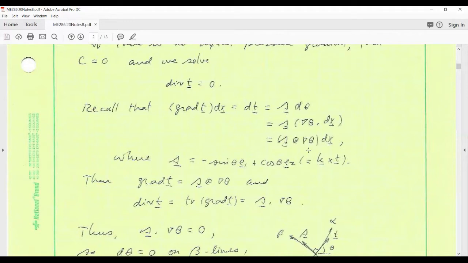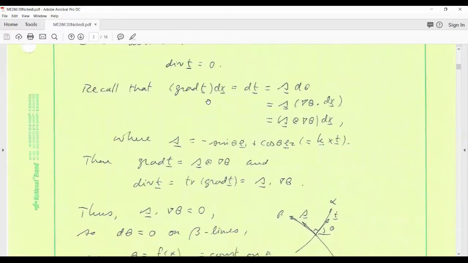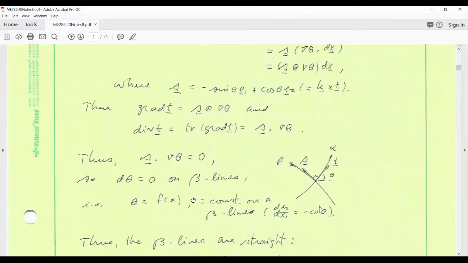Okay, s, by the way, is just minus sine theta e1 plus cos theta e2. This tells us that grad t is s tensor product grad theta, and the divergence then, which is by definition the trace of the gradient, the trace converts the tensor product to a dot product. That has to be 0, so we just conclude that s dot grad theta is 0, which means that theta has no derivative along the s trajectories.